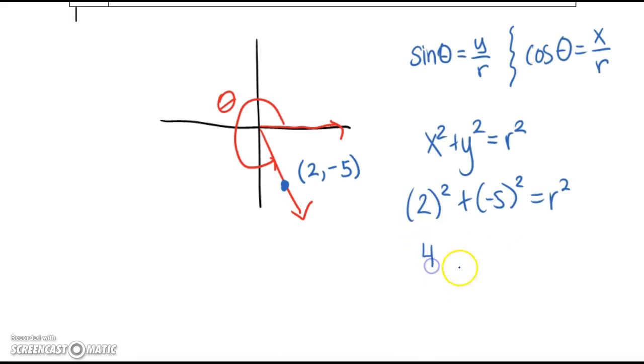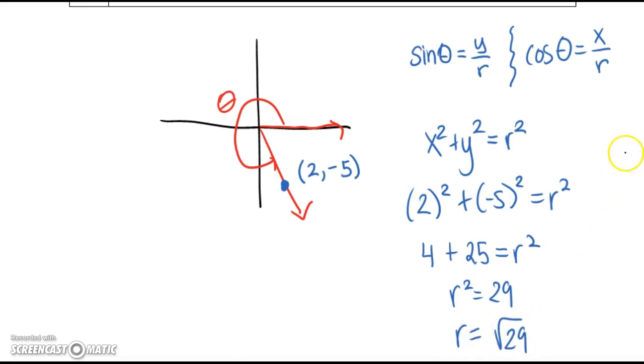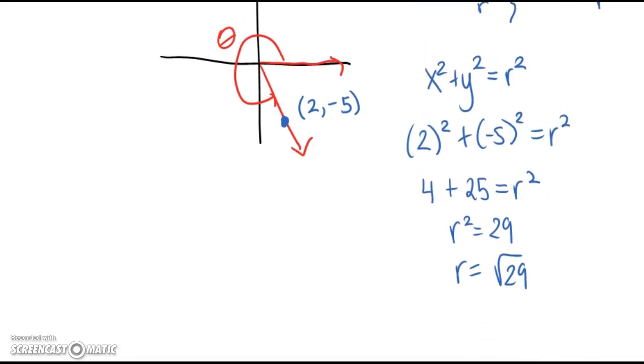2 squared is 4. Negative 5 squared is positive 25. Make sure that if you type in negative 5 squared on your calculator, you put negative 5 in parentheses so your calculator gives you a positive output. Equals r squared. R squared equals 29. And r, which is always positive, is equal to the square root of 29. So now let's use this value of r along with the x value of 2 and the y value of negative 5 to find the sine and cosine of theta.